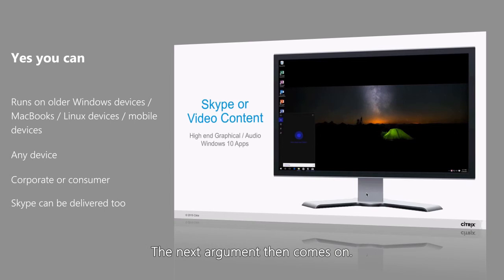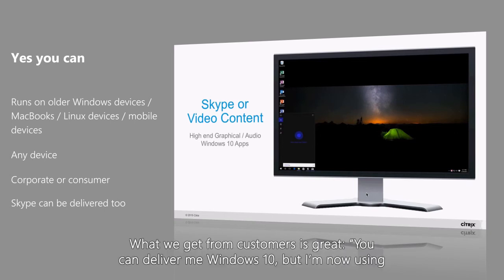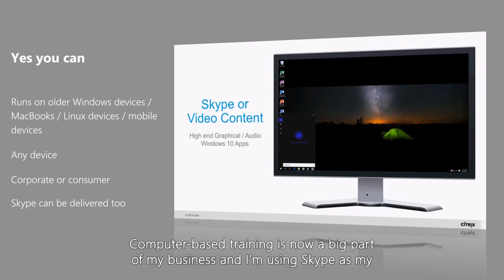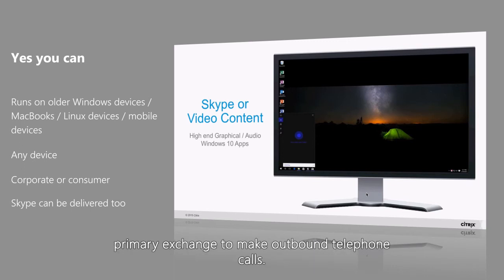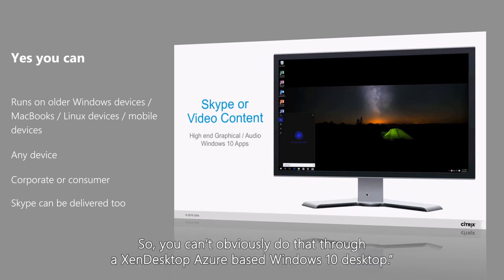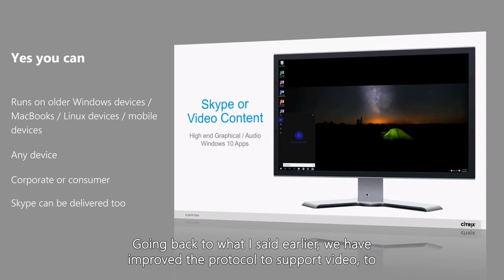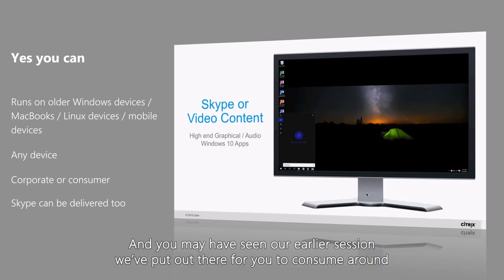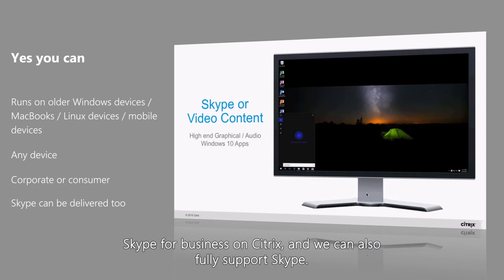Equally, the next argument then comes on, what we get from customers is, great, you can deliver Windows 10, but I'm now using Skype. Computer-based training is now a big part of my business, and I'm using Skype even as my private branch exchange to go make outbound telephone calls. So you can't obviously do that through a XenDesktop Azure-based Windows 10 desktop. Well, actually we can. Going back to what I said earlier, we have improved the protocol to support video, to support voice, and you may have seen our earlier session we've put out there for you to consume around Skype for Business on Citrix, and we can also fully support Skype.